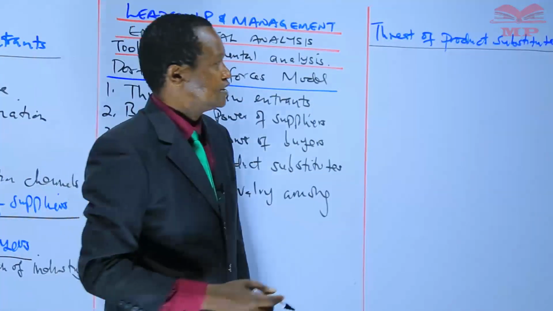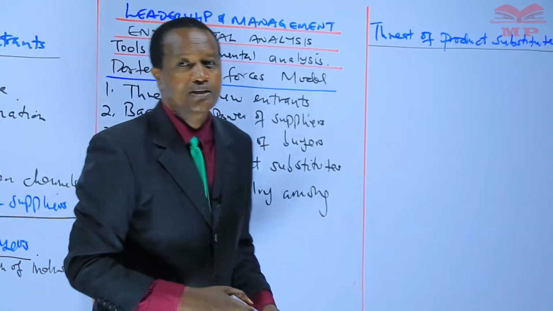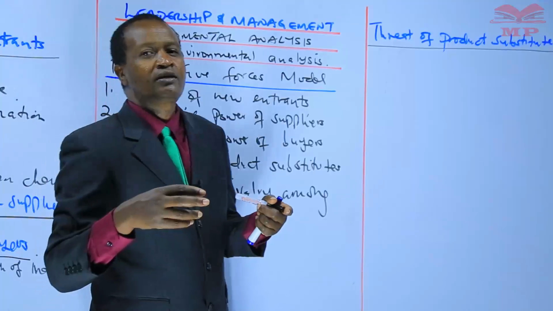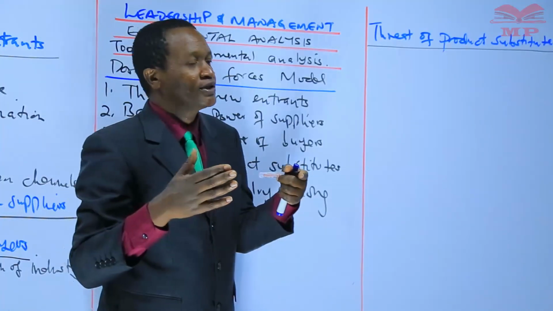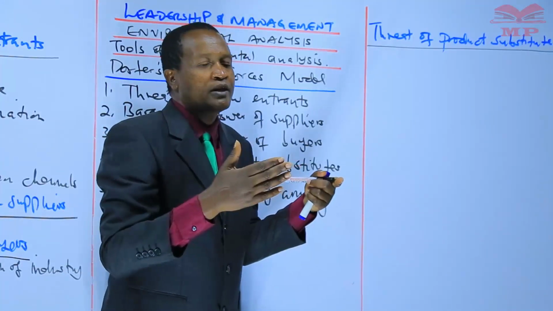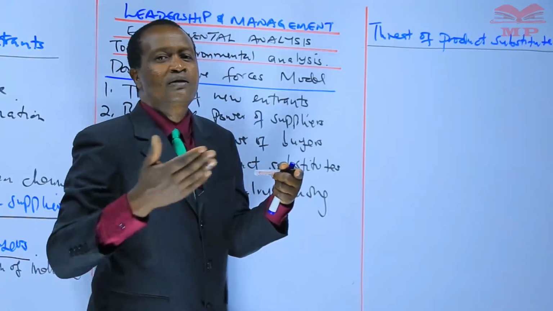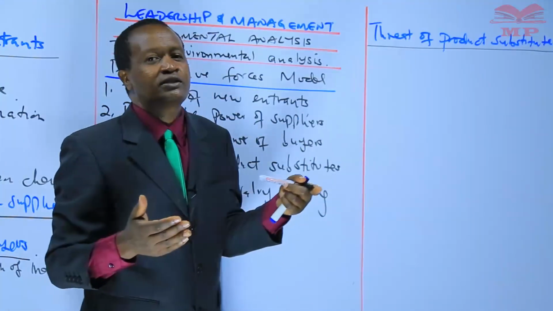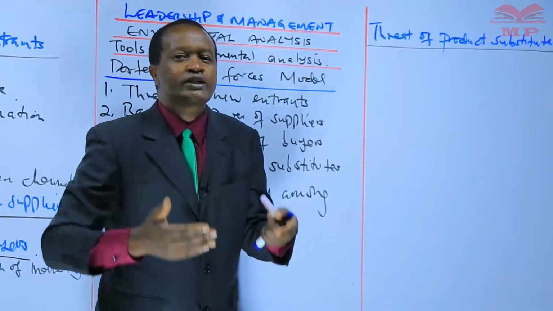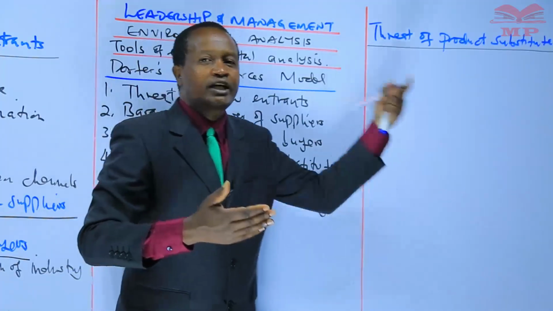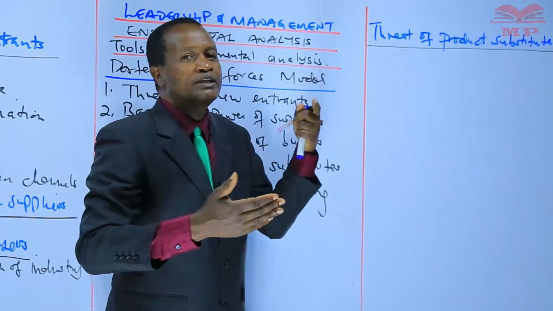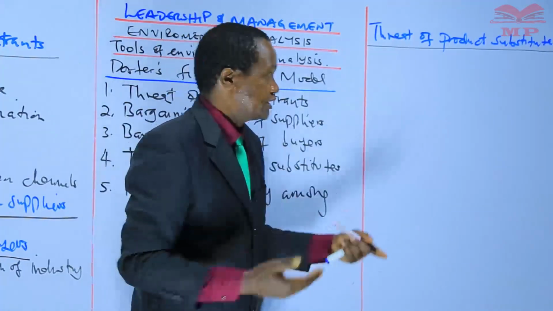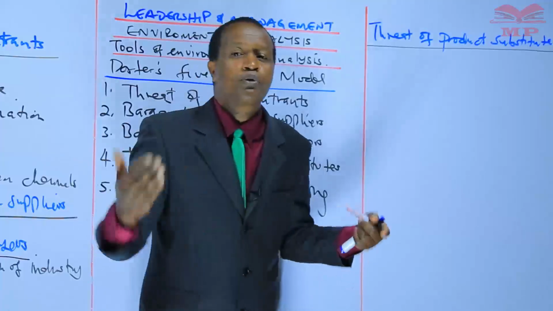Now, candidates, what is a substitute product? A substitute product is a product that appears to be different but can easily satisfy the same need as another product. In other words, substitute products are goods or services from outside a given industry that perform similar or the same functions as a product that the industry produces. That is a substitute product.